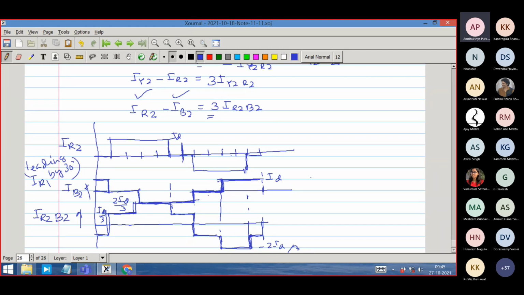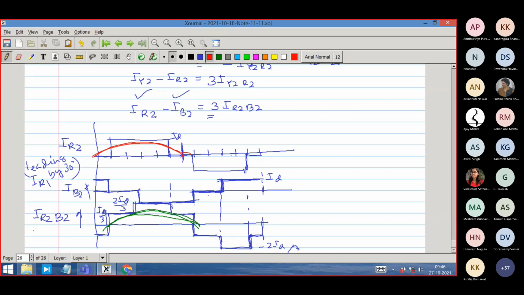Yeah, sir. Phase. What? Phase. Yes. Tell me, what is that? The phase of IR2B2 is what? The phase, qualitatively same. Not same. 30 degree shifted. This is the zero of this. This is the sinusoid of this, and here the sinusoid is this. Yes, sir. So what is happening? What do you see? That IR2B2 is lagging IR2 by 30 degree, right?